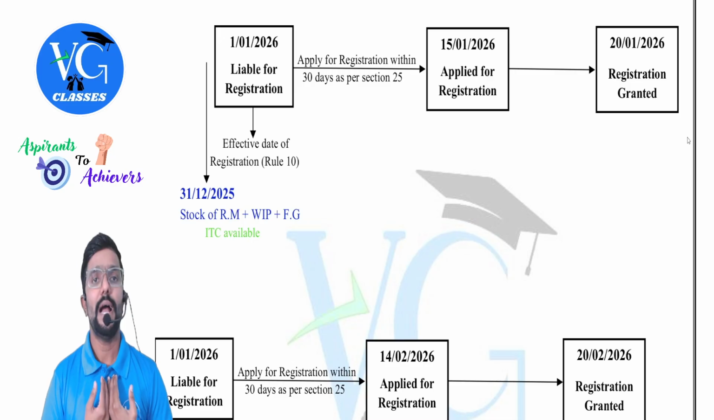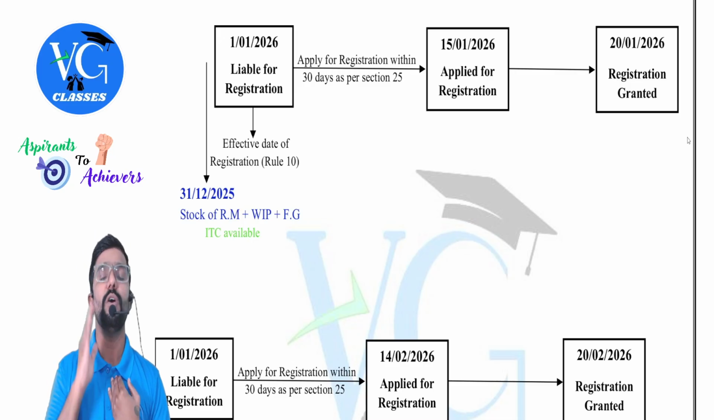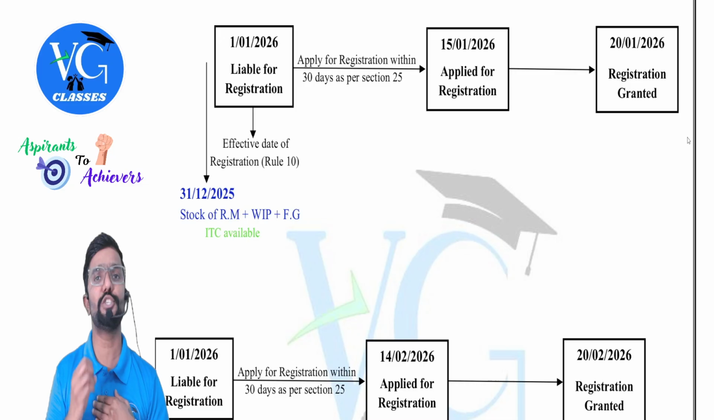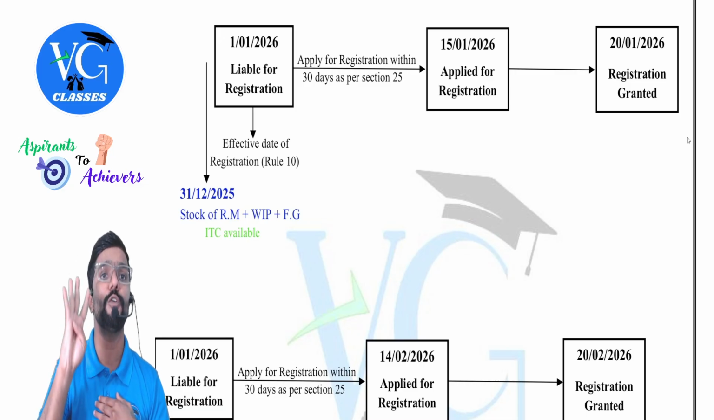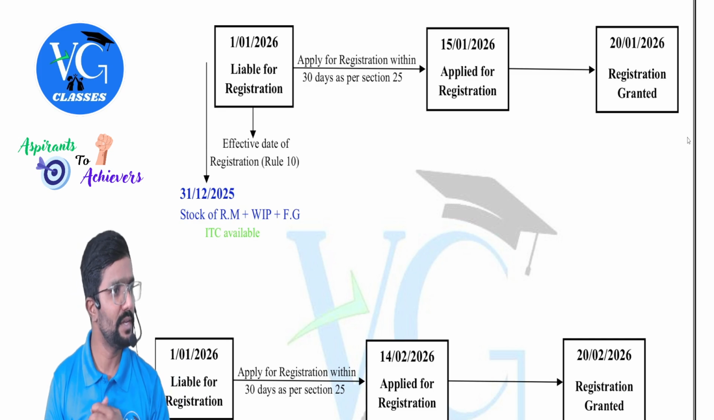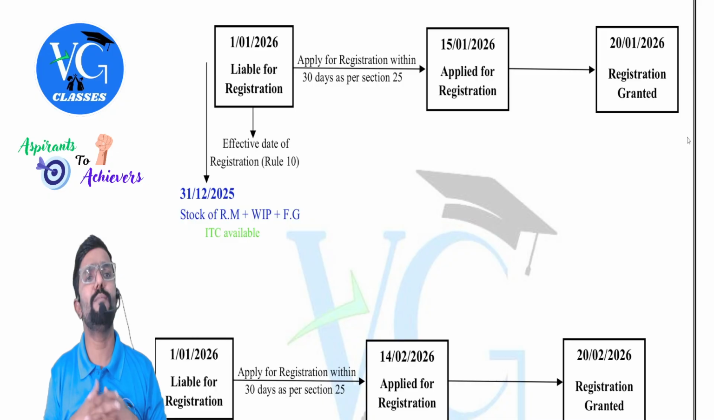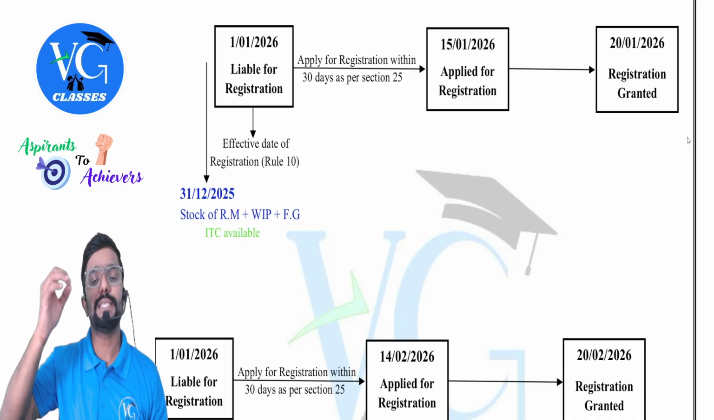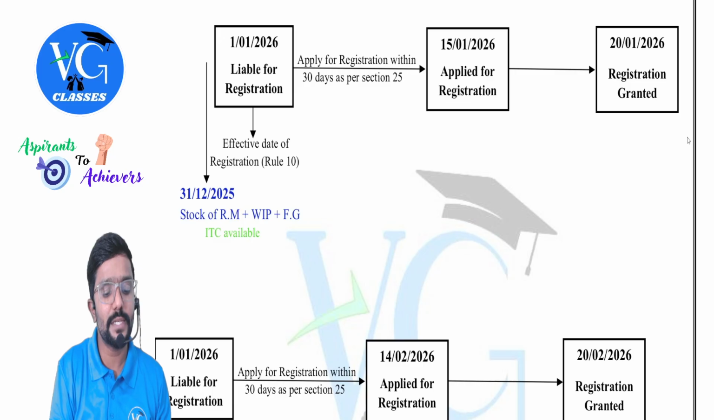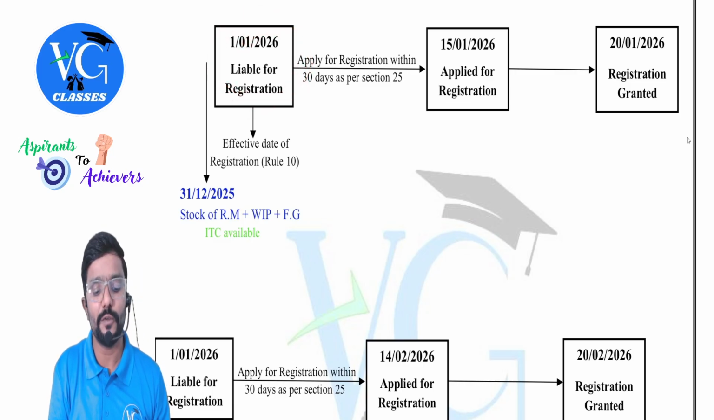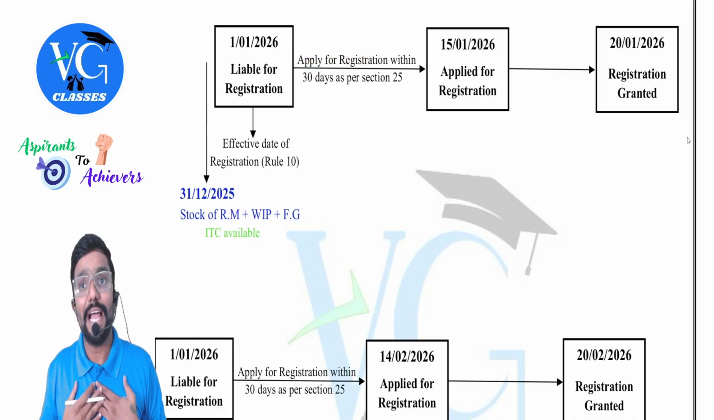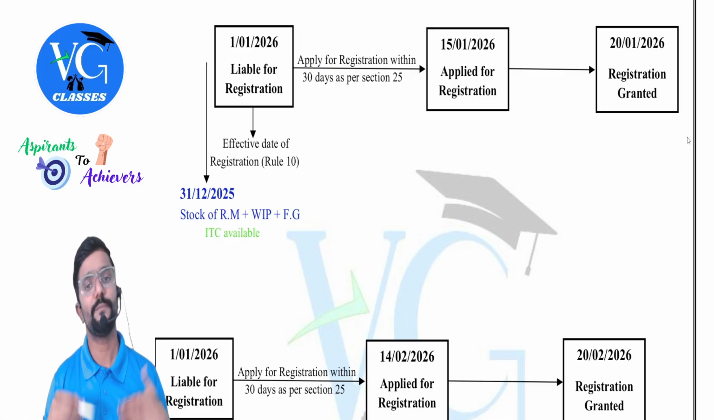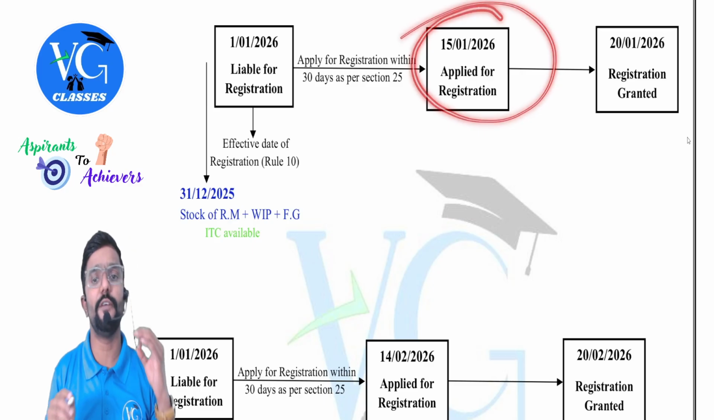Okay. Assume I became liable for registration under GST on 1st January 2026. When a person will become liable for registration is actually given in sections 22 and 24 of the CGST Act, which we will learn in the next chapter. Assume I became liable to obtain registration under GST on 1st January. Okay. I applied. Guys, as per section 25, once a person becomes liable, he needs to apply for registration within 30 days. The day I become liable, within 30 days from there, I need to apply for registration. Assume, guys, I applied for registration on 15th January.